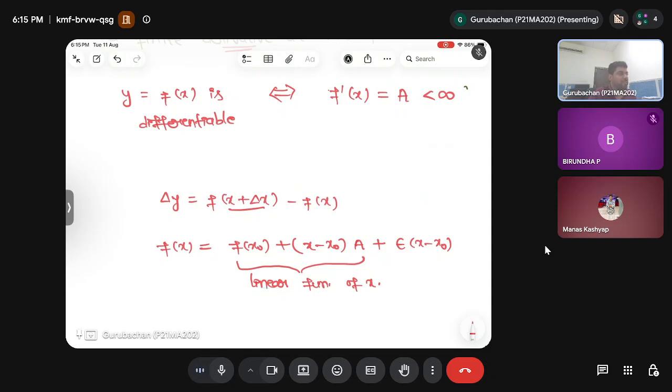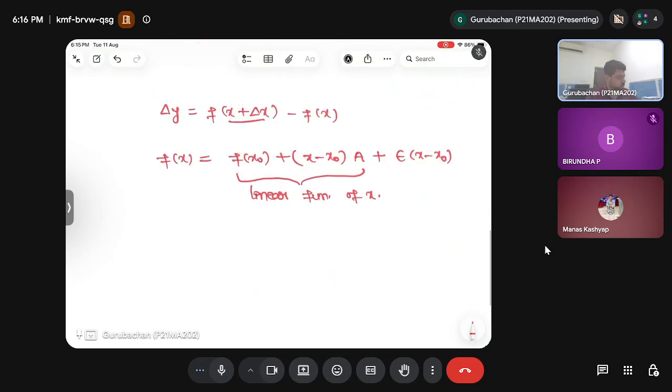How can this differentiability concept be extended to two variables? Differentiability of two variables.